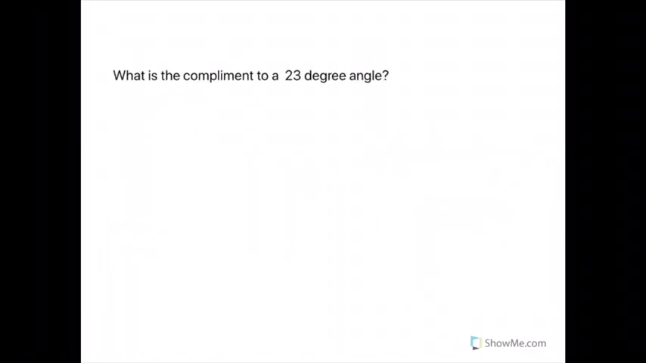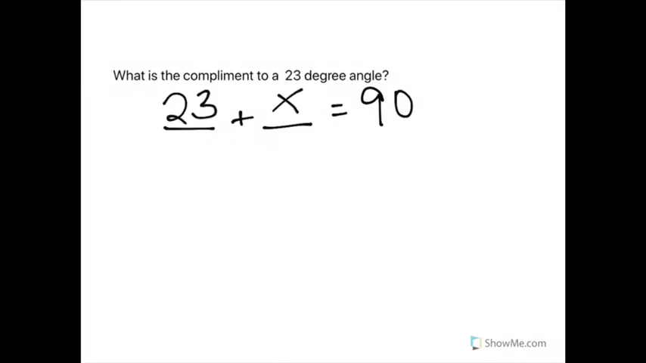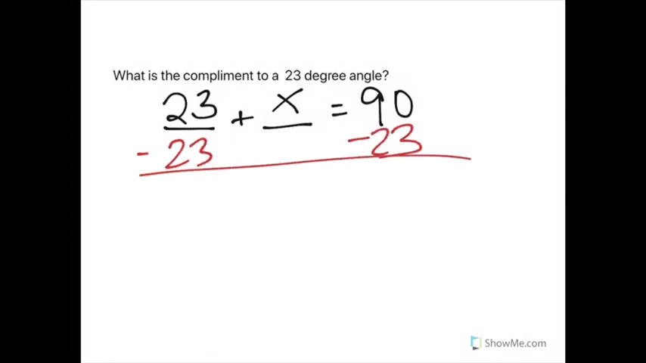Here's a word problem that we might see. What is the complement to a 23-degree angle? So we would think about how angle 1 plus angle 2 has to equal 90 degrees. So 23 goes here, and then we have our x, our unknown value. We're going to subtract 23 from each side, and we get that x equals 67 degrees.